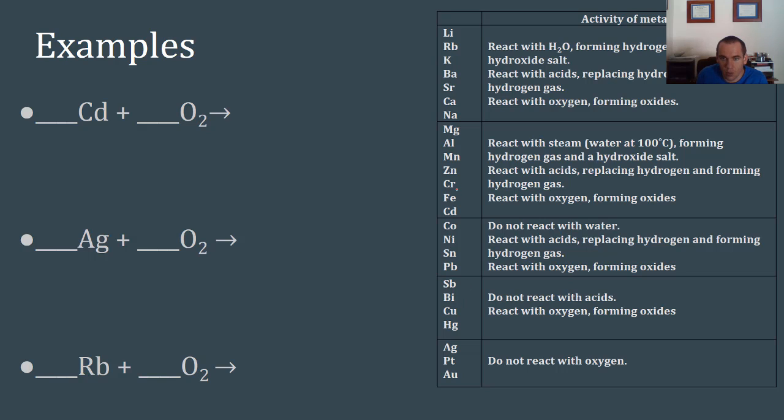Cadmium is right here. Let's see, Cd, bottom of this one. It will react with oxygen, forming an oxide, so this combustion reaction occurs. Silver, Ag, is a fairly active metal. Got to find it on my list right here, but not active enough to react with oxygen. And then we have rubidium, which is all the way at the top. It will react with oxygen, forming rubidium oxide, and you can get Rb2O out of that. And so you would need to balance that reaction. We need 2 of these and 4 of these.